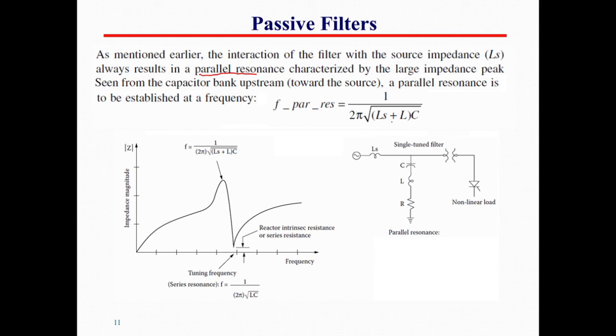So the frequency will be given by 1 over 2π root LC, right? And in this case L will actually be the combination of both the source impedance and the filter impedance. So that will give us the frequency.